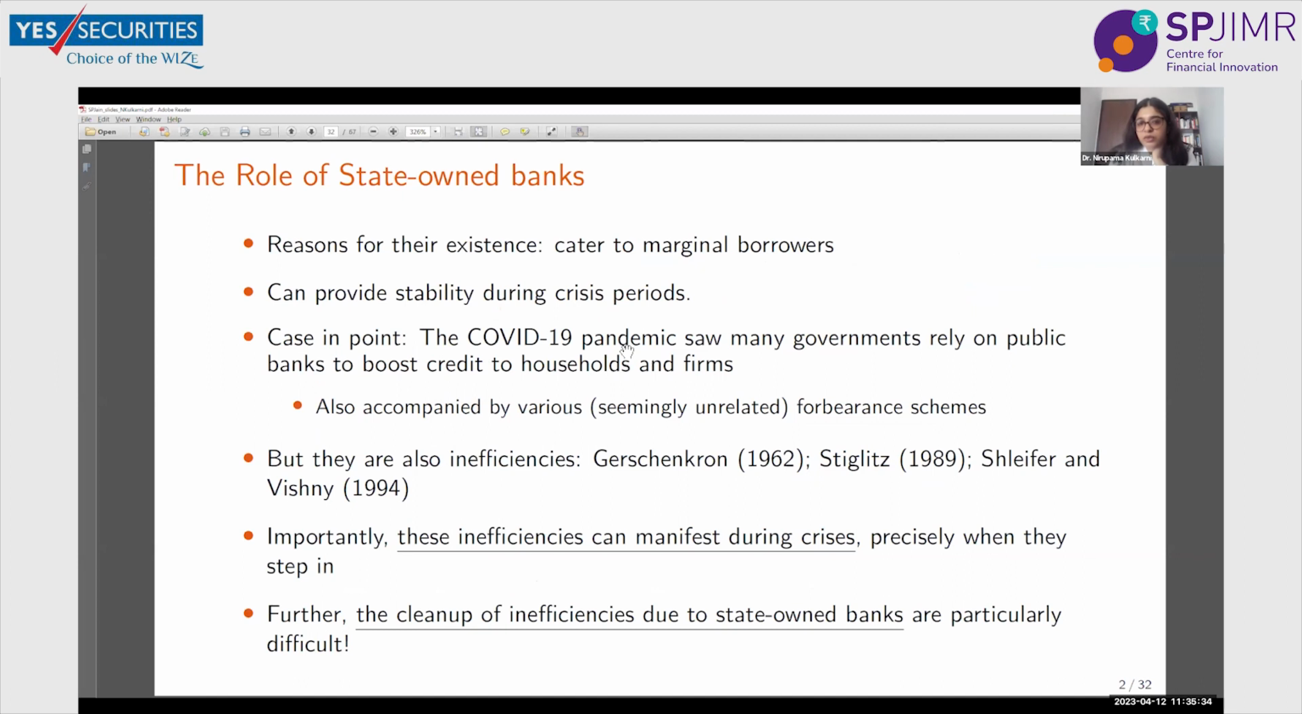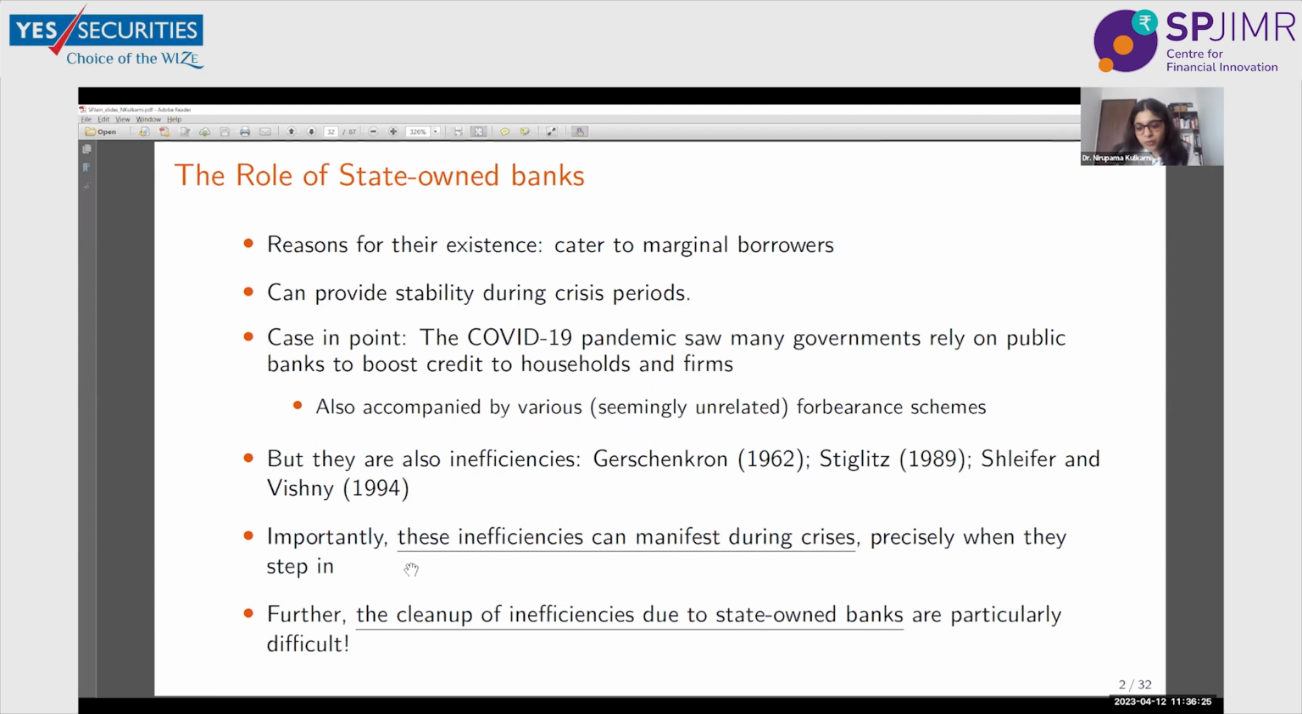And much of the COVID period was also accompanied by regulations which allowed forbearance towards these households and firms. However, there's a large academic literature which talks about inefficiencies in state ownership. These inefficiencies can actually manifest during crisis periods. And the main takeaway from a bunch of papers of mine is that the cleanup of these inefficiencies due to state ownership of banks is actually particularly difficult. And so to convey this main message, I combined a bunch of academic papers which look at each of these points one by one.